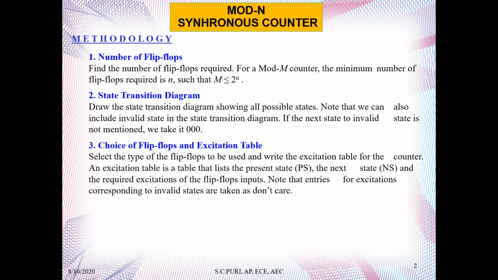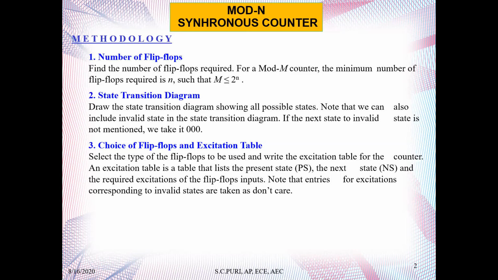Third is the choice of flip-flops and the excitation table. Select the type of flip-flop to be used and write the excitation table for the counter. An excitation table is a table that lists the present state, the next state and the required excitation of the flip-flop inputs. Note that entries for excitation corresponding to invalid states are taken as given here.